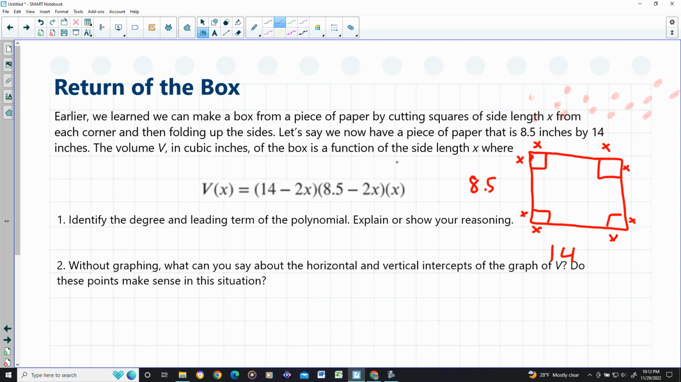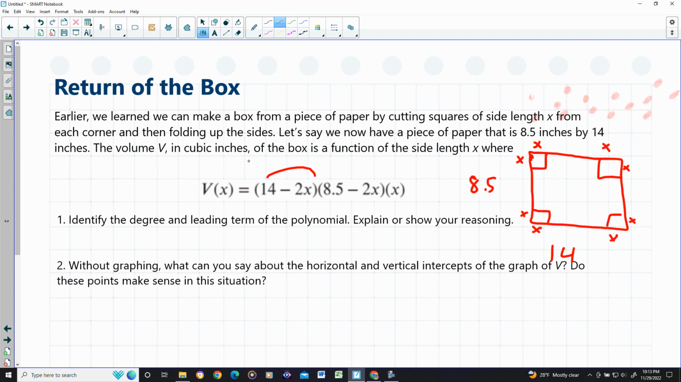Remember, degree of a polynomial only comes about when it's in standard form. So in order to do that, we're going to have to distribute this out. Okay, so how do we distribute this out? Because it looks like we've got three things, right? Okay, how do you distribute with three objects? Easy. You pick two of them, you multiply, and then you multiply the third. So let's start with the first two, right? So we're going to multiply 14 by 8.5.